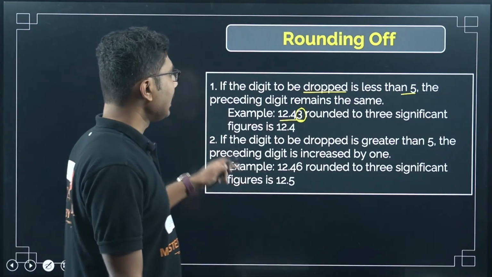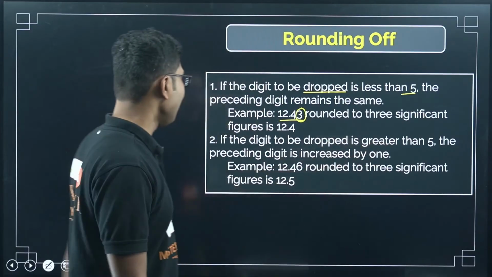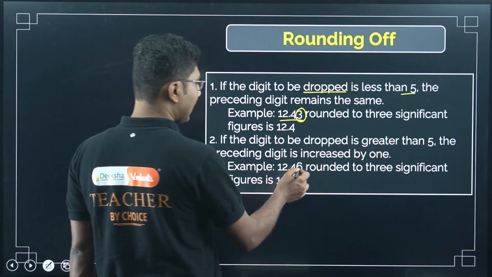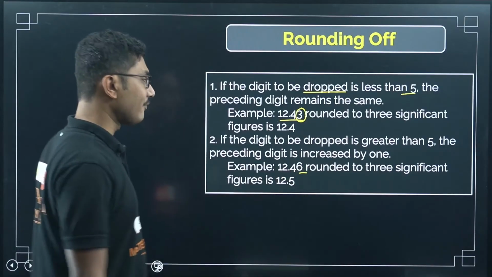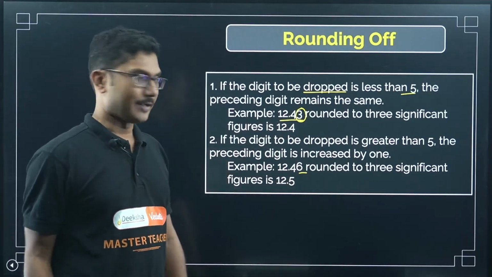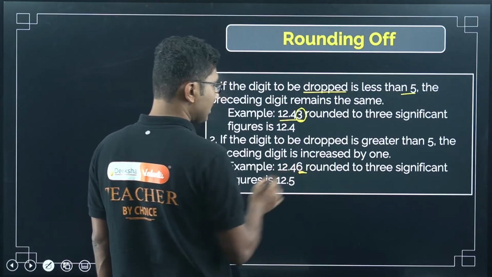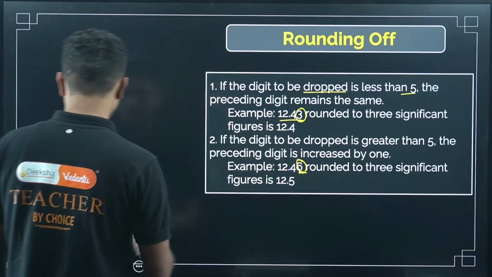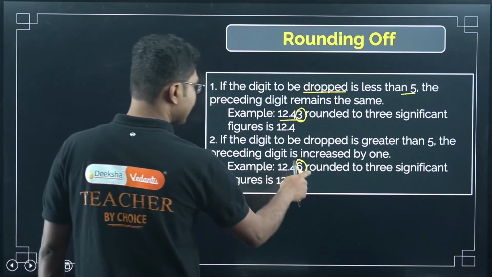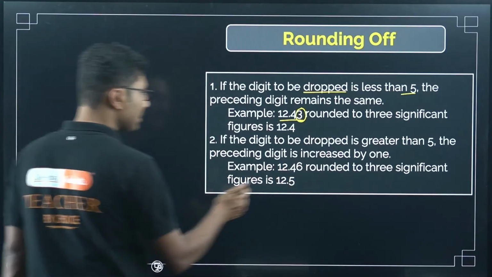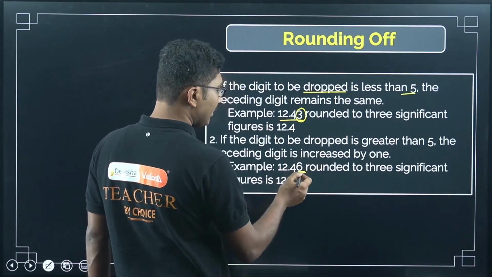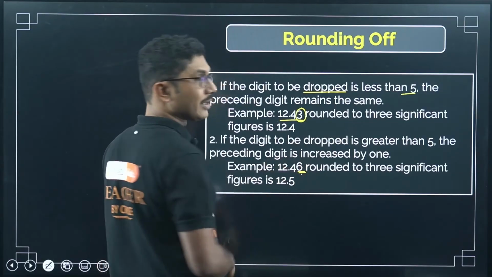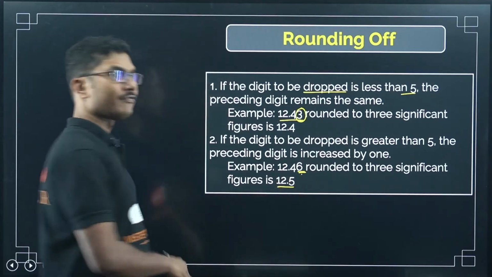If the digit to be dropped is greater than 5, the preceding digit is increased by 1. So if the number you are dropping is greater than 5, say 6, you want to drop this 6. You want to round off this number to 3 significant digits again. Because this number is greater than 5, you have to add 1 to the previous number, and it will become 12.5.